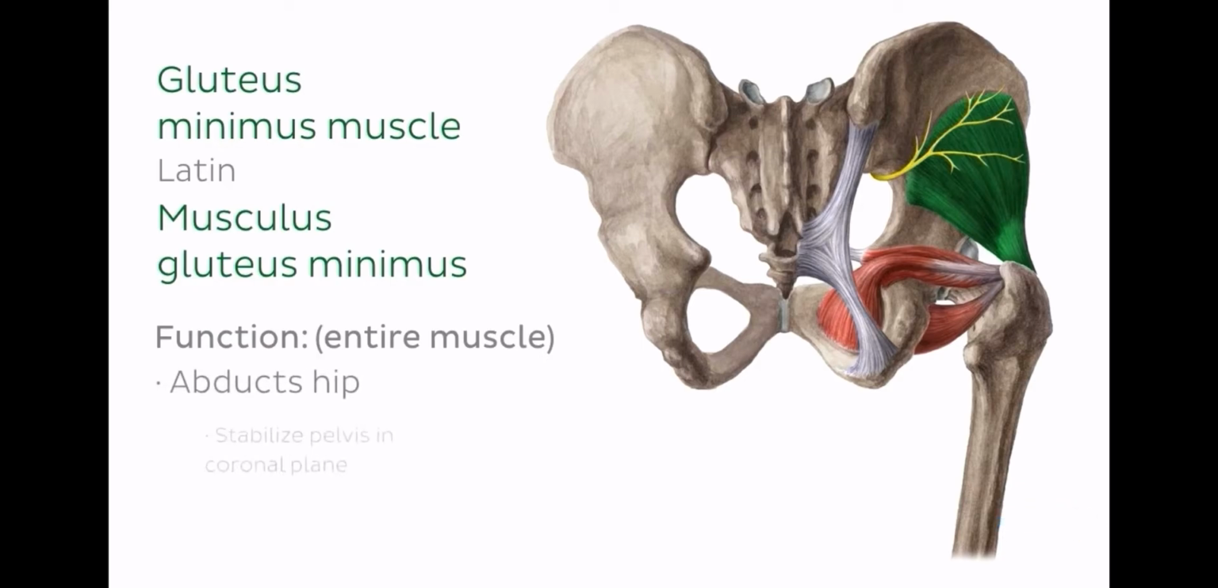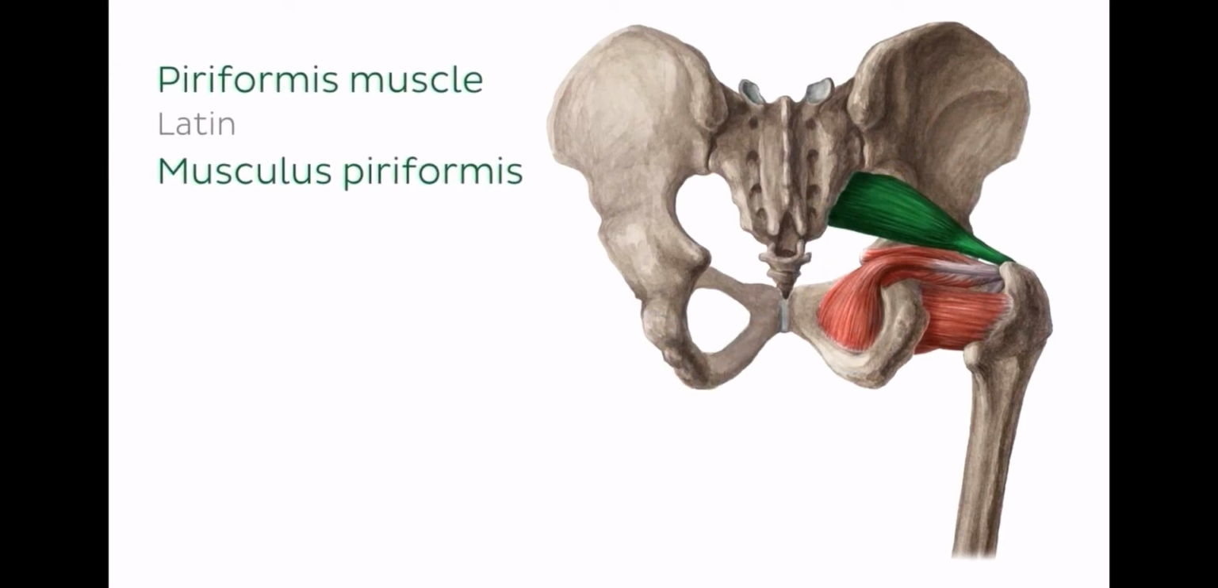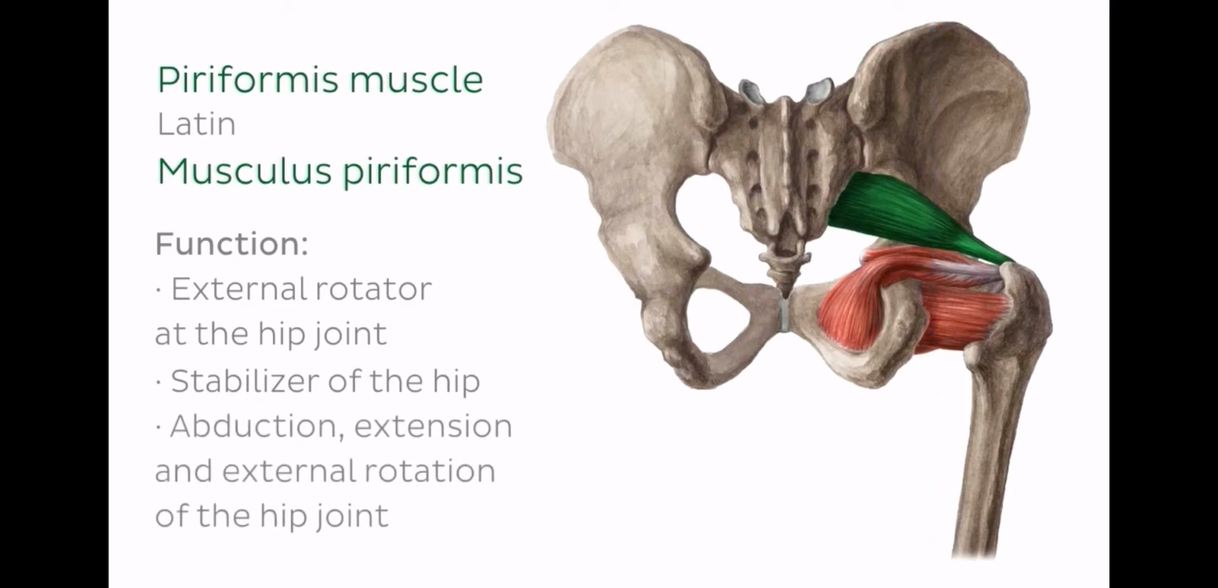Let's move on now to talk about the piriformis muscle, which is another muscle of the outer hip and an external rotator of the hip. As you can see, it's a stabilizer of the hip, and it also helps to facilitate abduction, extension, and external rotation of the hip joint.